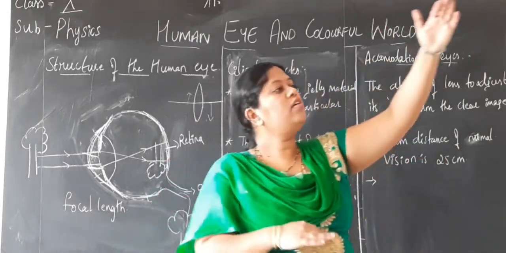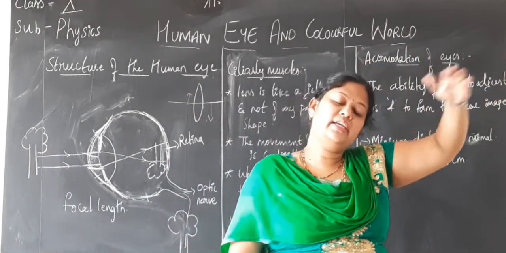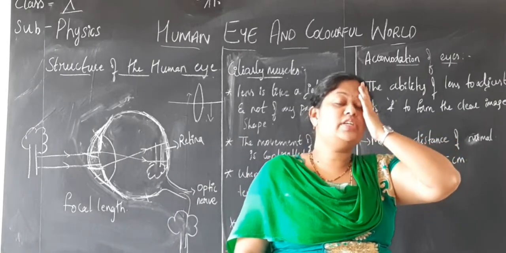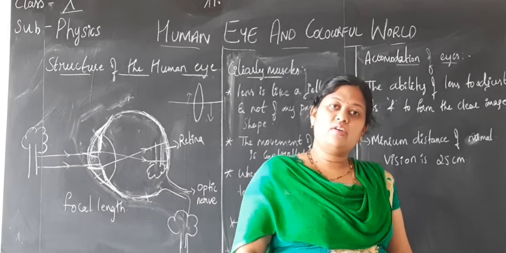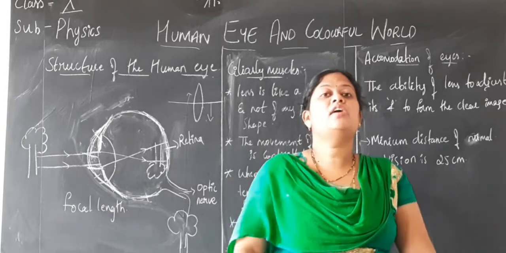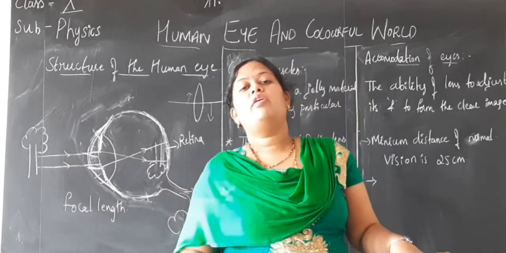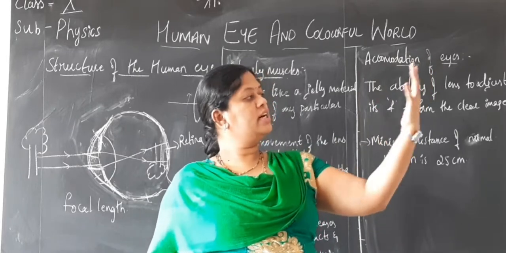Like that, for a distant object, the focal length of the eye lens increases, whereas for a nearby object, the focal length of the lens decreases. And this adjustment of the focal length is what the eye does in order to make sure a clear image is formed.